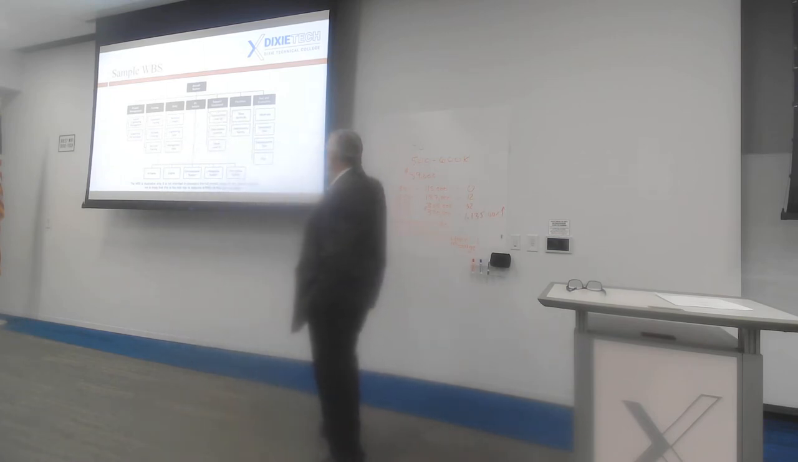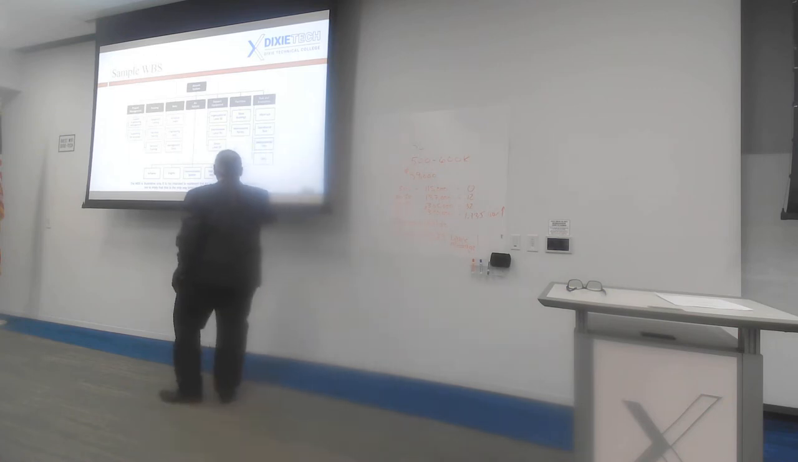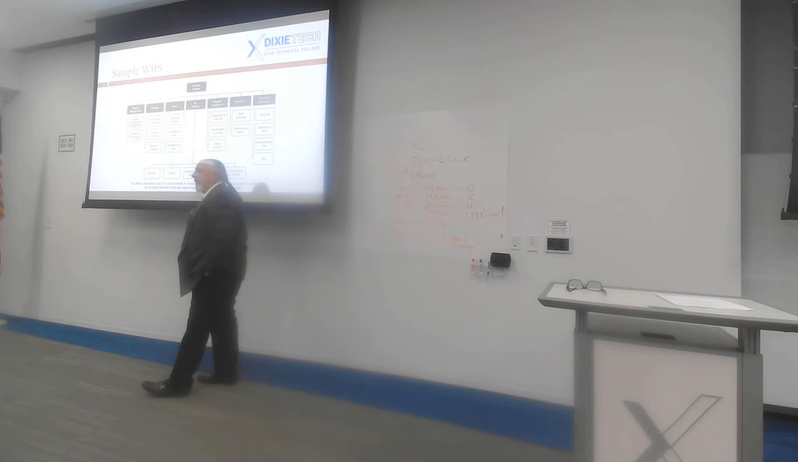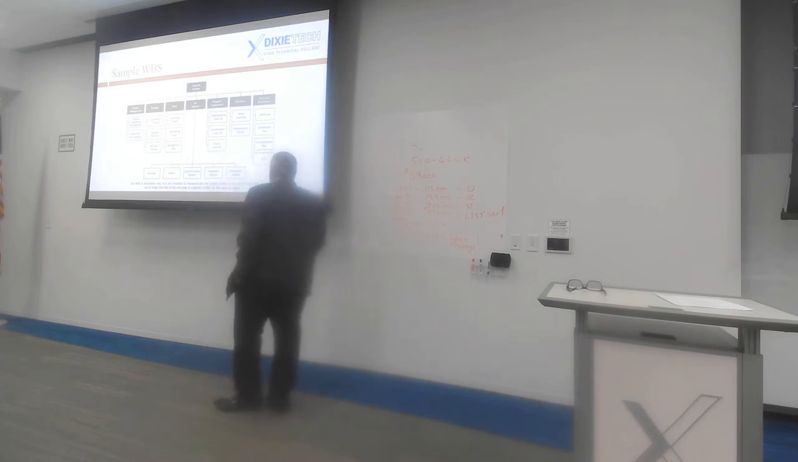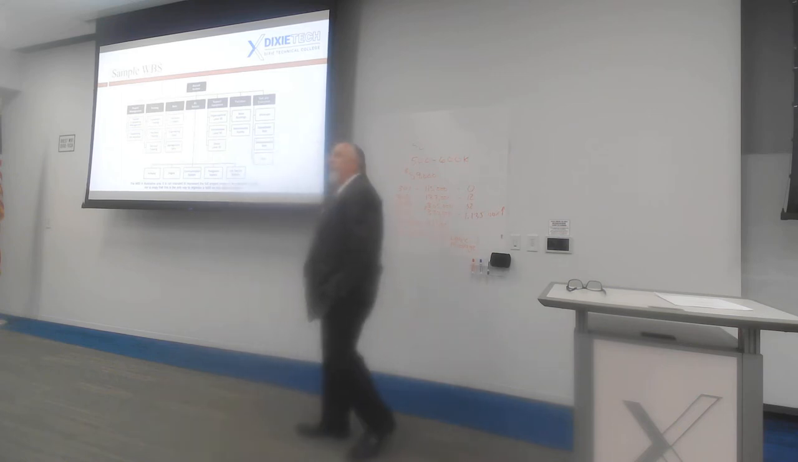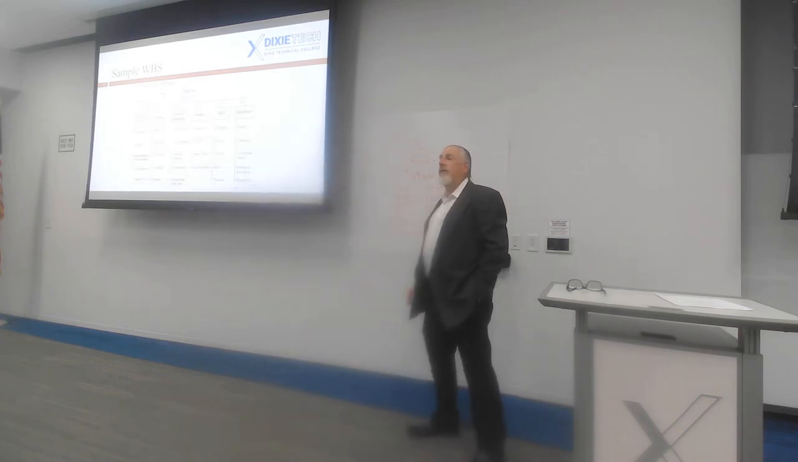Later, we don't know if these activities in here can be done at the same time as those activities in there. Notice that this is not saying exactly what has to be done. This is saying the type of work that fits in that area, right? And then you're going to break that down into actual activities from the work breakdown structure.